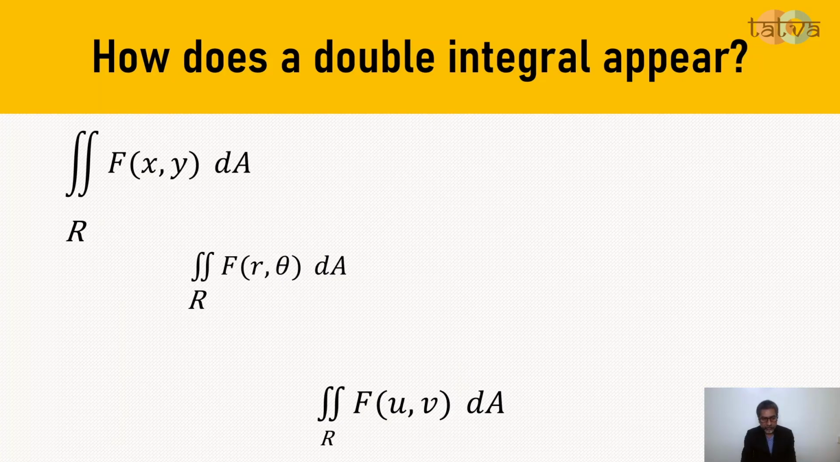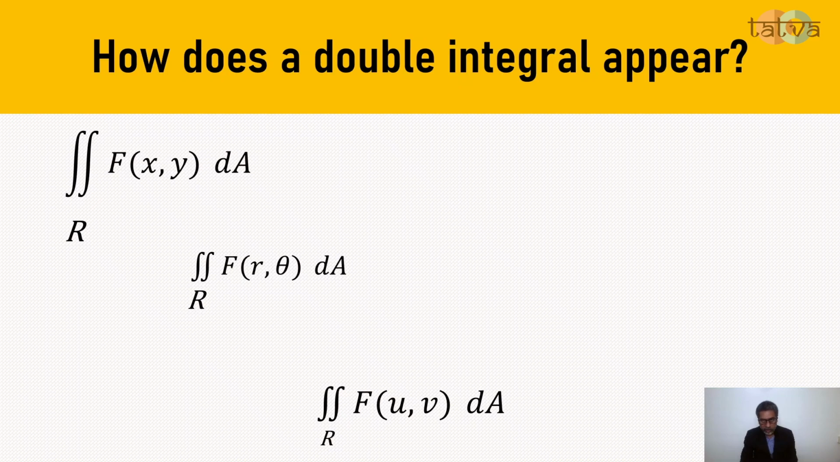How does a double integral appear on paper? So you can see on the screen three double integrals with different variables being used. In the first case, f of xy dA, second case f of r theta dA, and third case f of uv dA. Now this dA is called the area element, which arises when we divide the domain R using a grid pattern. The grid pattern will decide which type of integral you will consider. So we'll come to those issues, how to create a grid or a mesh for the region.